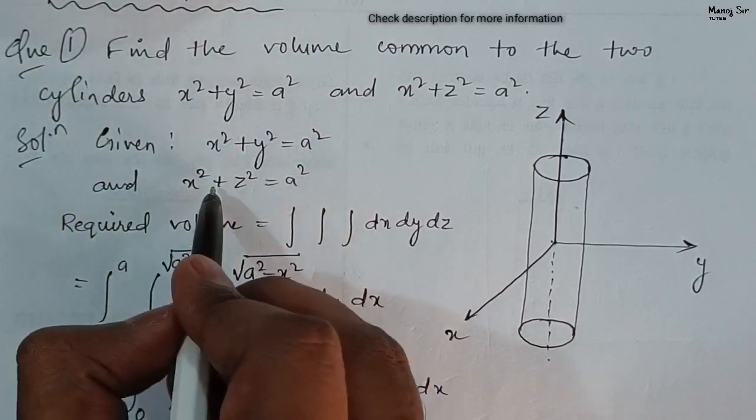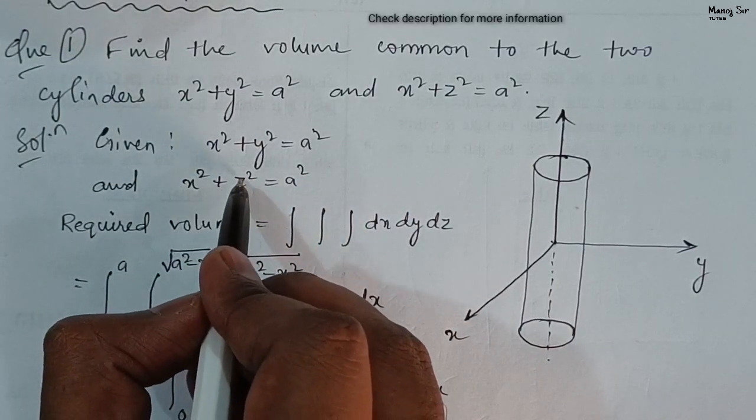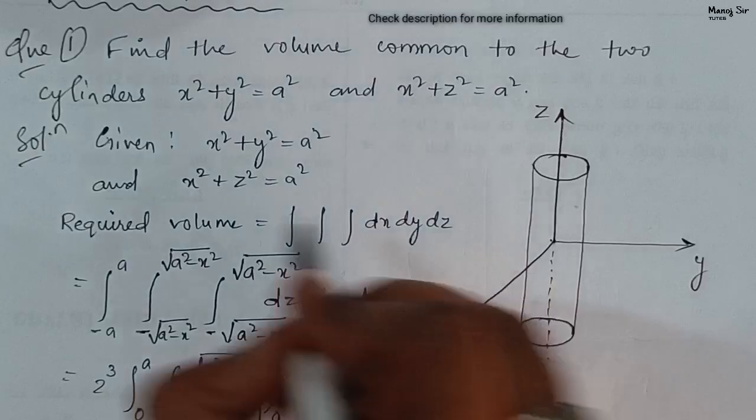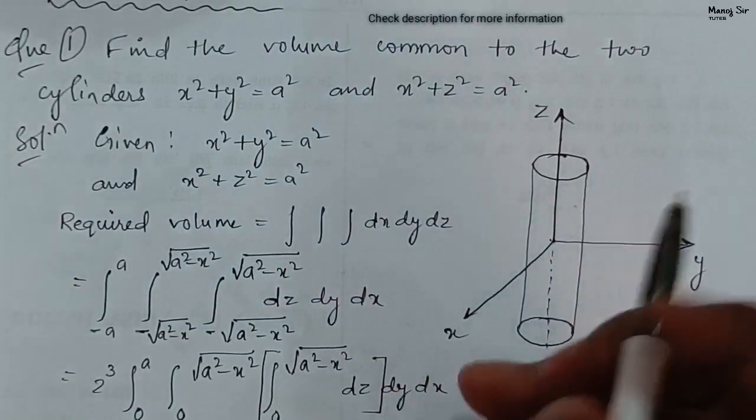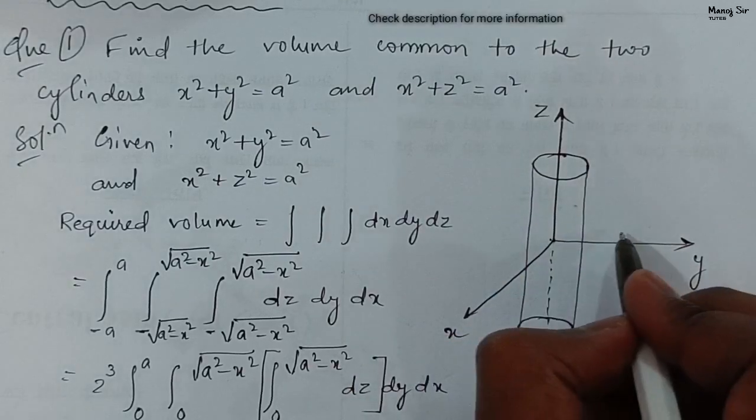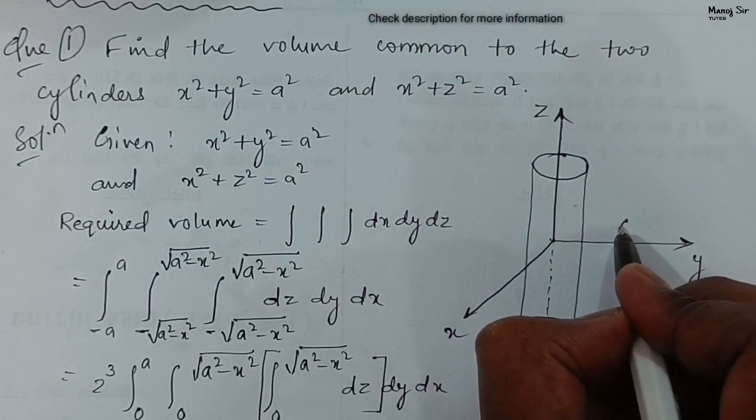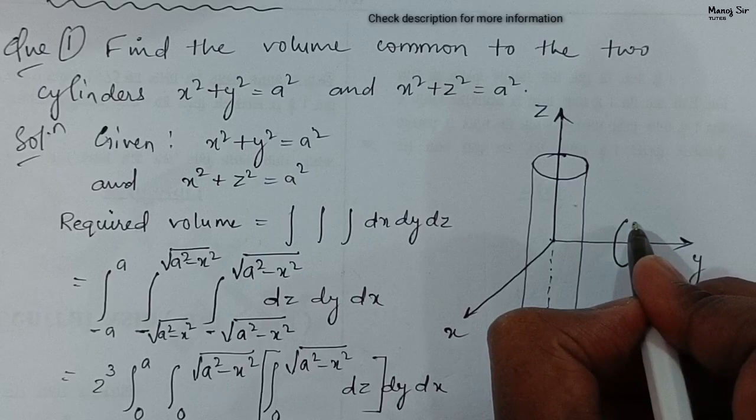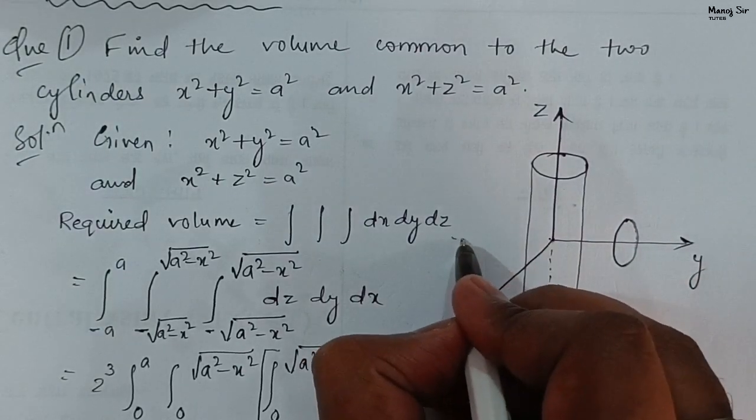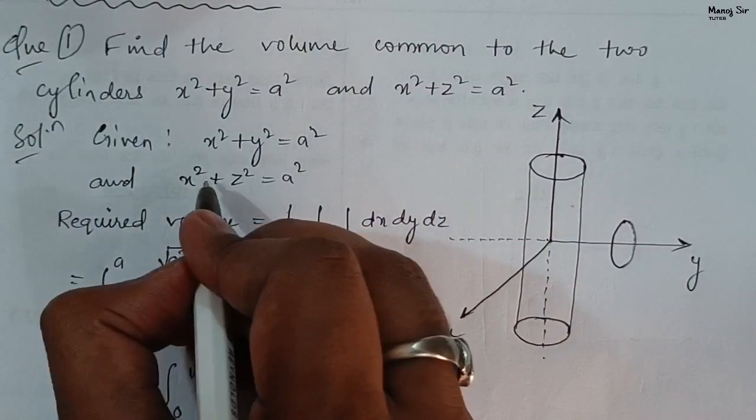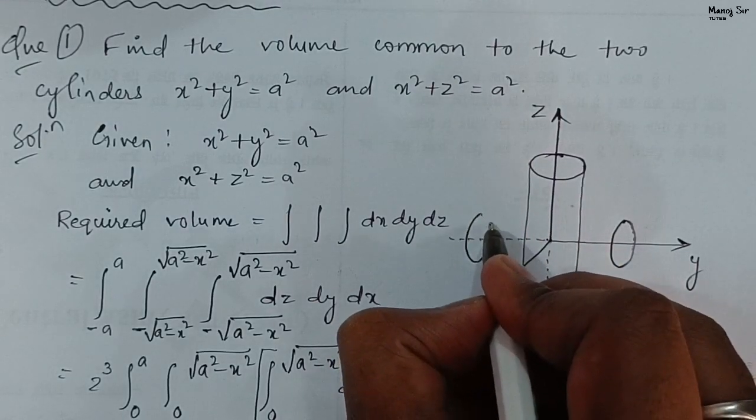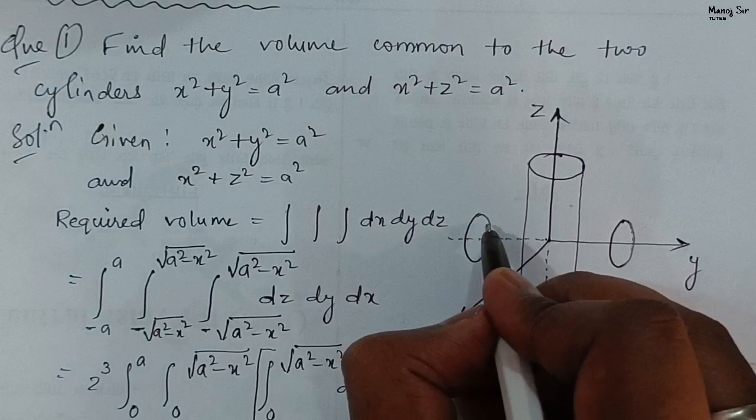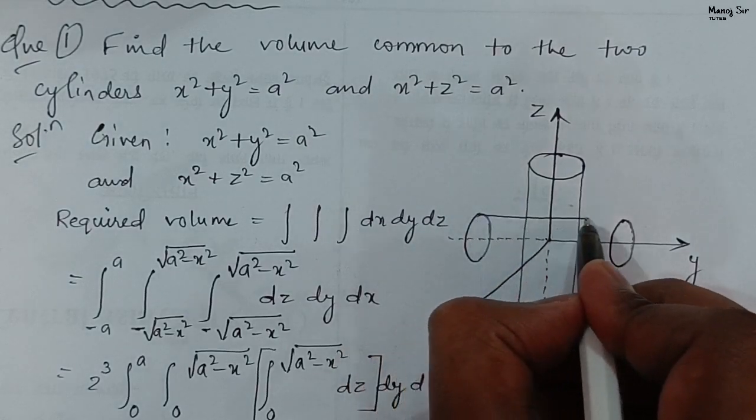Similarly, coming to the second equation, that is x square plus z square equals a square. This is on the plane xz. So on drawing, you will get like this. This is a circle whose equation is x square plus z square equals a square. Again here I am drawing this. So this circle is going to move along the y-axis.